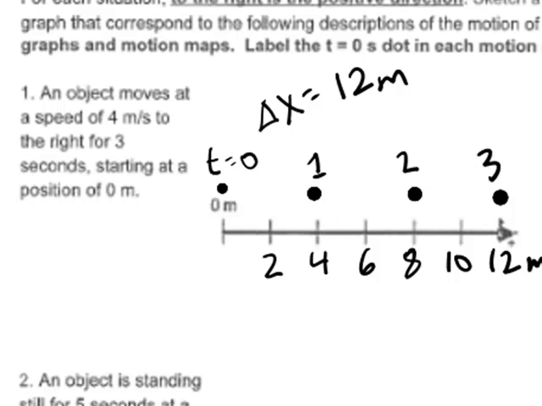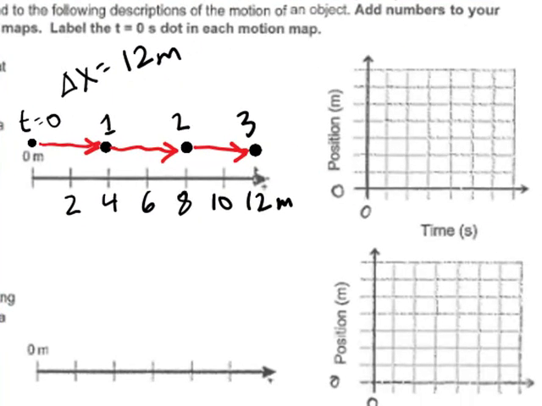Let's go ahead and put some arrows to indicate the direction that we're traveling. And we're going from one dot to the next. The arrow points in the direction that the object is traveling. Longer arrows indicate faster motion. All right, so we have our motion map complete. Let's go ahead and transfer this information over to the position versus time graph.